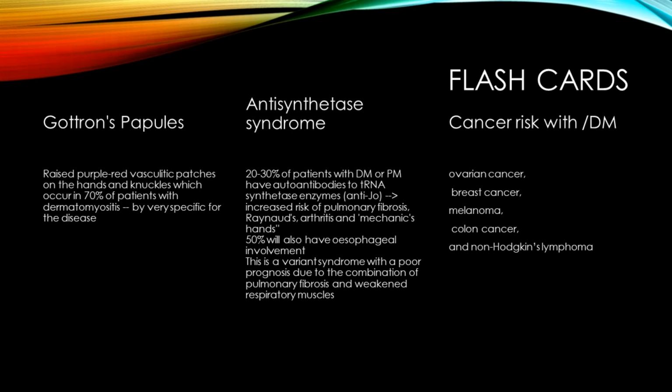And anti-synthetase syndrome: 20 to 30% of patients with dermatomyositis or polymyositis have autoantibodies to tRNA synthetase enzymes, such as anti-Jo-1. Increased risk of pulmonary fibrosis, Raynaud's, arthritis, and mechanic's hand. 50% will also have esophageal involvement. This is a variant syndrome with a poor prognosis due to the combination of pulmonary fibrosis and weakened respiratory muscles.